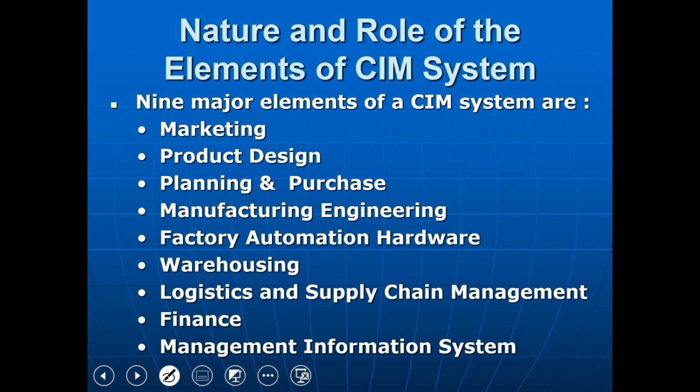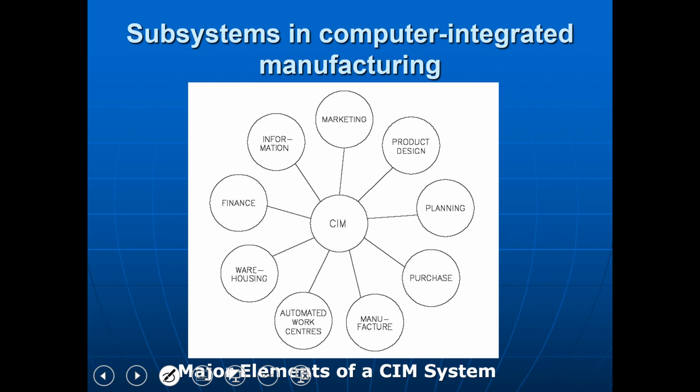Nine major elements of the CIM are marketing, product design, planning, purchase, manufacturing engineering, factory automation hardware, warehouse, logistics and supply chain management, finance, and management information system. So, subsystems in the computer integrated system. You can see the major elements here: marketing, product design, planning, purchase, manufacturing, automated work center, warehouse, finance, information. Those are the major elements in the system.